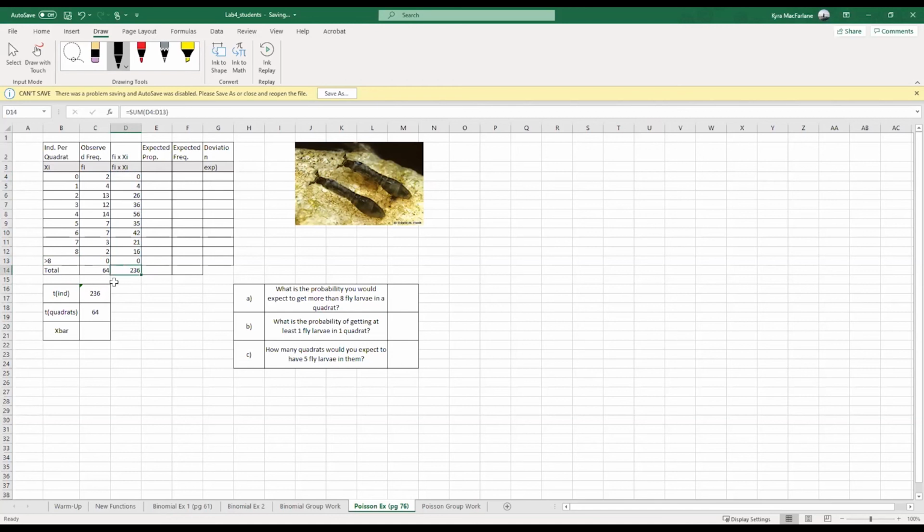So this represents the total number of individuals that were sampled. So that's a very, very key difference between binomial and Poisson. The xi/fi means something different. It's not the total number of successes, it's the total number of individuals sampled in general.